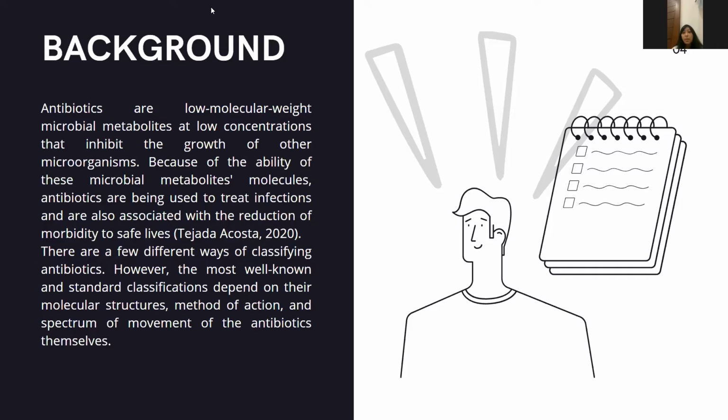So antibiotics are low molecular weight microbial metabolites at low concentrations that inhibit the growth of other microorganisms. Because of the ability of these microbial metabolites, antibiotics are being used to treat infections and are also associated with the reduction of morbidity to save lives. There are a few different ways of classifying antibiotics. However, the most well-known and standard classification depends on their molecular structures, method of action, and also the spectrum of activity of the antibiotics themselves.